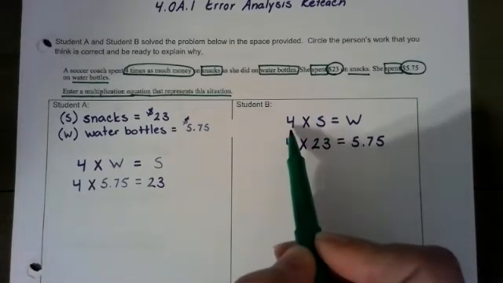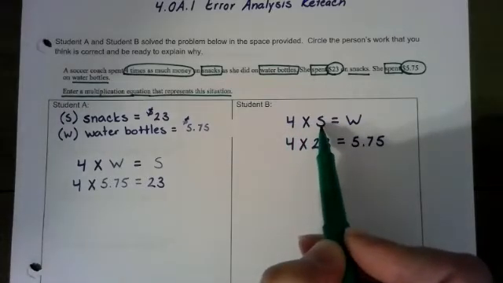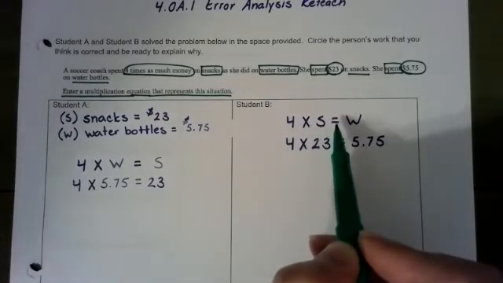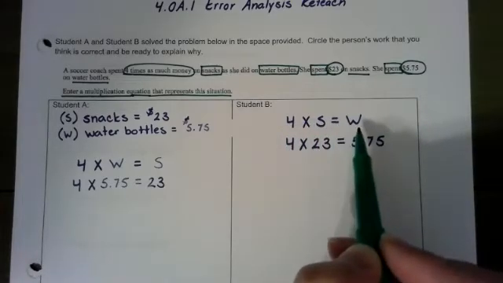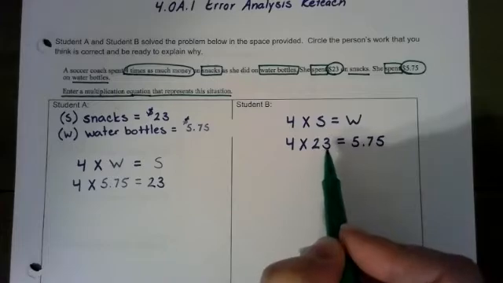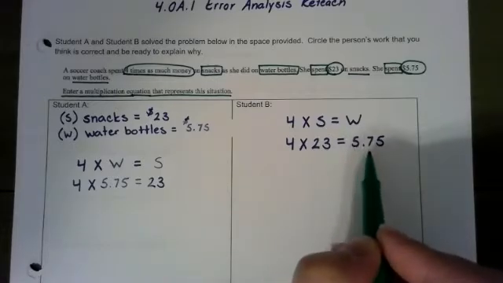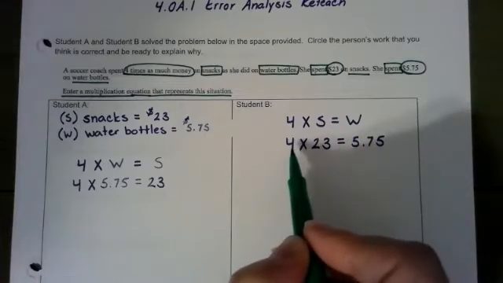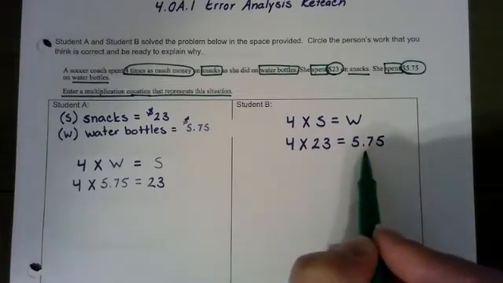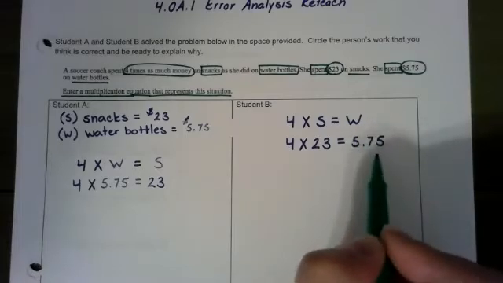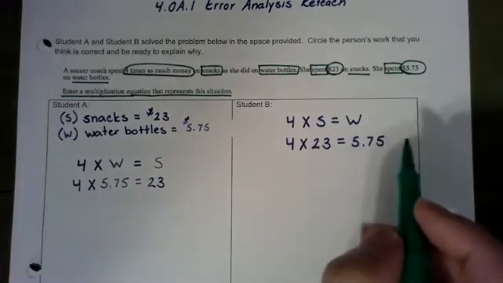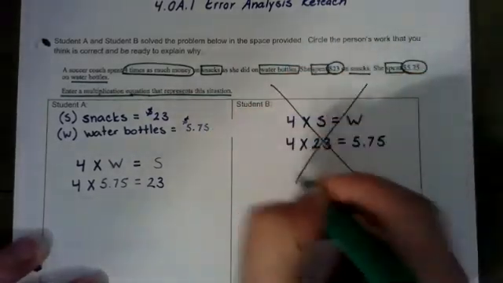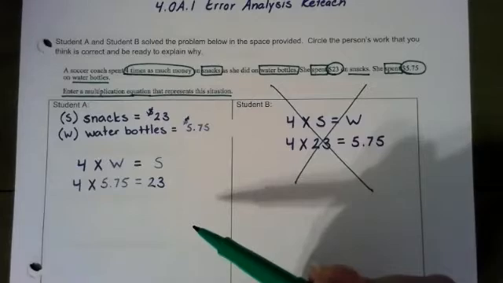You can see that their equation here says 4 times S. I guess that means snacks is equal to water. 4 times snacks is equal to water. That means 4 times $23 is equal to $5.75. We know this is incorrect because if we multiply 4 times 23, we're going to get a number that's way bigger than $5.75. So student B reversed the relationship. Student B is incorrect.